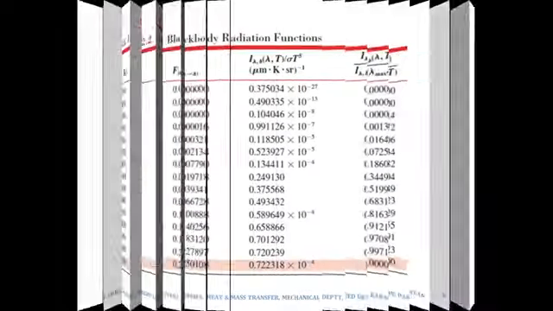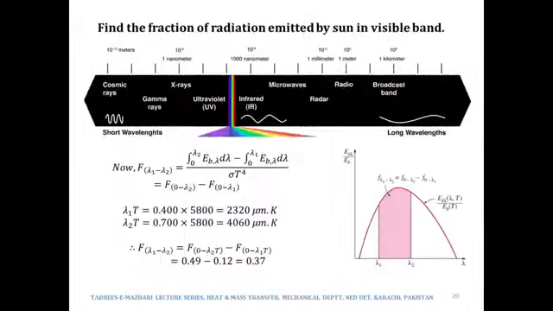So going back to the problem, we will find lambda 1 T and lambda 2 T. Lambda 1 is 0.4 micrometers. In order to use that table, the units of wavelength must be micrometers. So 0.4 micrometers times 5800 Kelvin, as discussed, is the temperature of the sun, and similarly lambda 2 is 0.7. So this will be about 2320 micrometer Kelvin, and this would be about 4060 micrometer Kelvin. So 2320 and 4060.